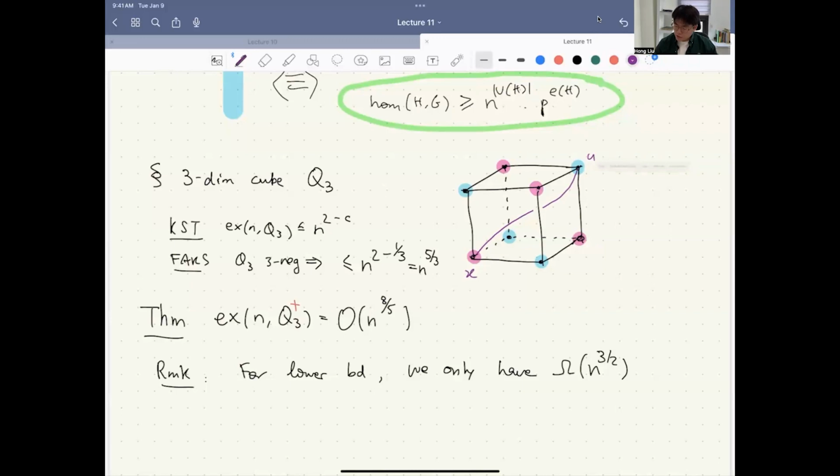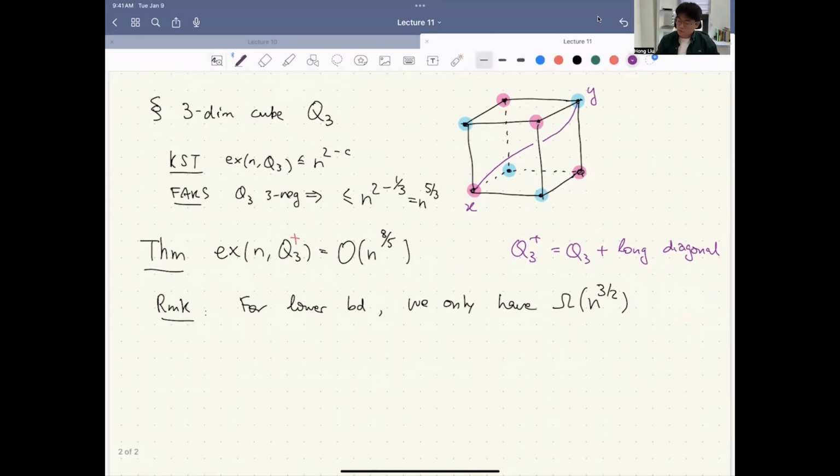So Q3 plus is Q3 plus a long diagonal, as in this picture. If you can prove a larger graph has the same upper bound, of course, the smaller graph will have the same upper bound. How do we prove this? The trick is, here's the idea. It's a simple but nice idea. Not at all trivial at first glance.